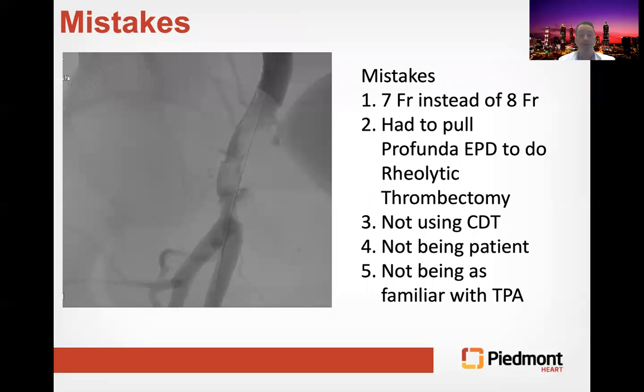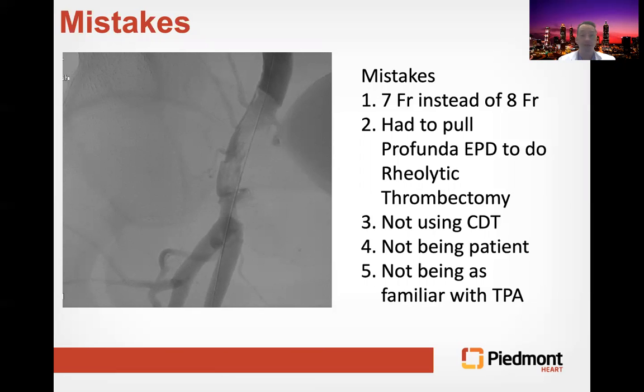So I made a couple of mistakes here, and I think this is where the advantage of living from somebody else's mistakes comes in. Number one, I put a 7 French into an 8 French. I should have put an 8 French right off the bat and put embolic protection down both vessels if we were going to do the profunda, if we were going to do directional atherectomy. I had to pull the profunda EPD to do rheolytic thrombectomy. Again, in 2020, I would have done catheter-directed therapy with EKOS or with any infusion.